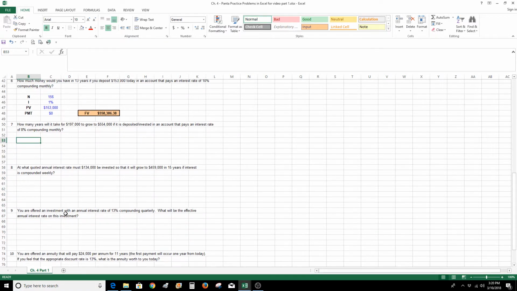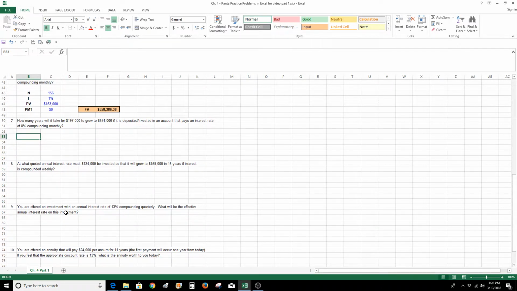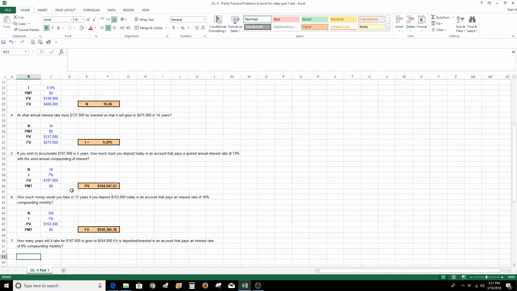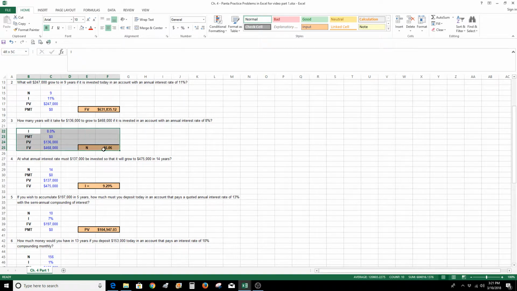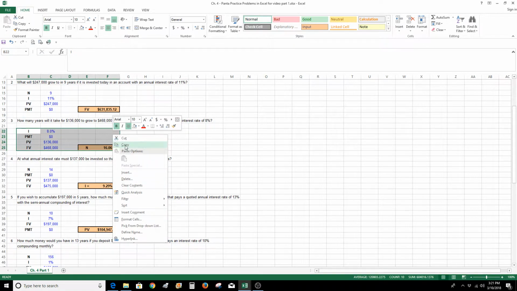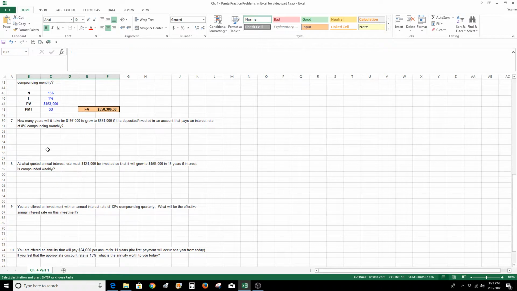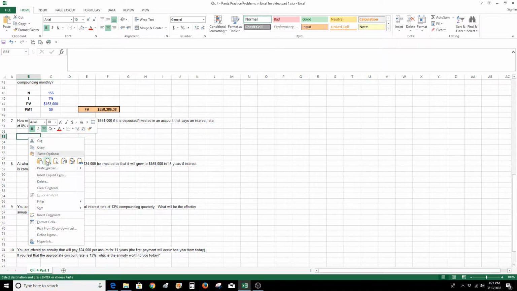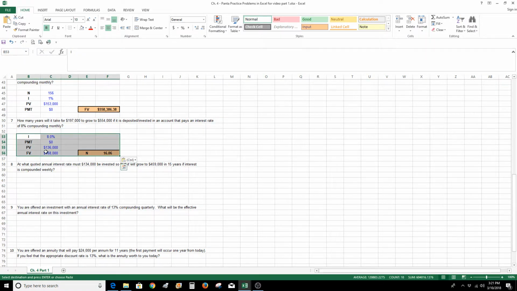Okay, next problem. How many years will it take for $197,000 to grow to $554,000 if it is deposited or invested in an account that pays an interest rate of 8% compounding monthly? So we're looking for N. So we're going to go up here, copy one that's looking for N, go down here, right click and paste.